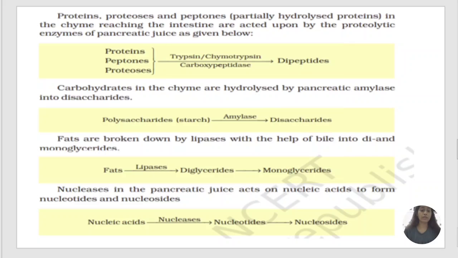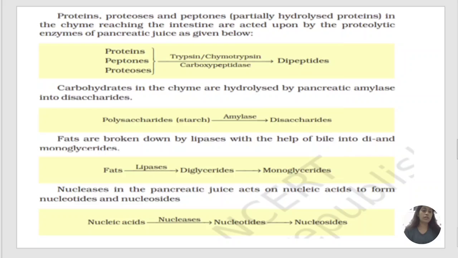The fats are broken down by lipases with the help of bile into di and monoglycerides. So you can see the reaction. The fats are getting converted into diglycerides and then into monoglycerides with the help of the enzyme called lipases. So amylase helps in breaking down the polysaccharides into disaccharides. Then the trypsin or chymotrypsin or the carboxypeptidase in the first reaction helps in the conversion of proteins, peptones or proteases into the dipeptides.